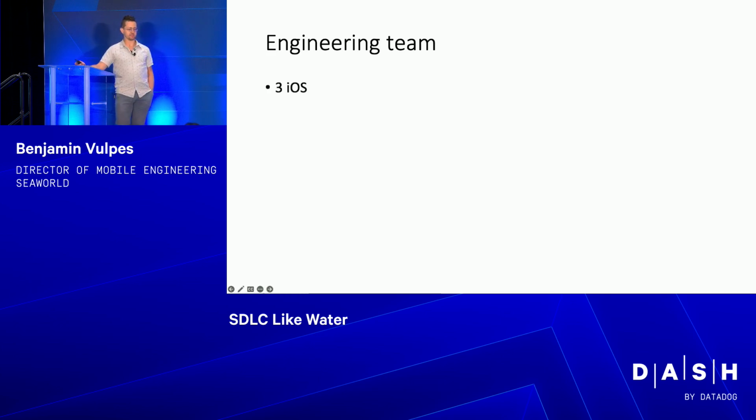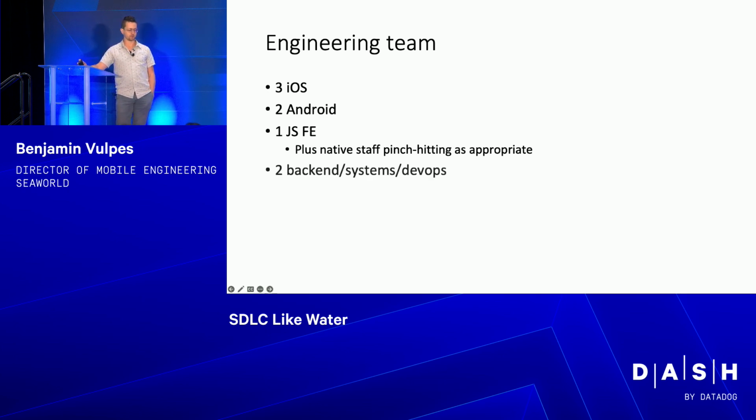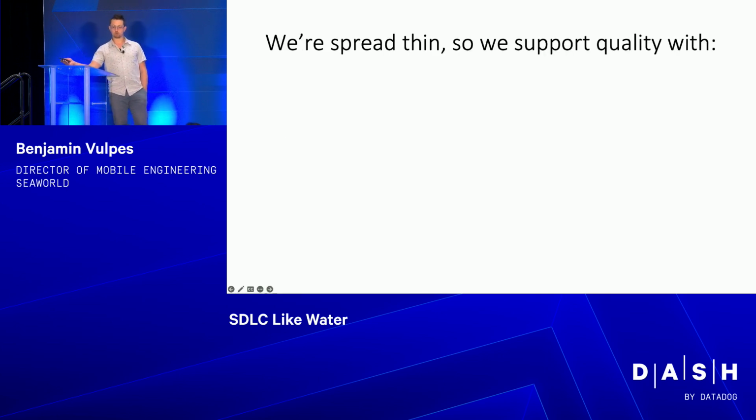Here's how the engineering team is laid out. I've got 3 heads on iOS, 2 on Android, 1 JavaScript front-end engineer, but also the native people pinch hit on that platform as appropriate, 2 backend/systems/DevOps people, and 1 QA. I'm not on here because technology leadership doesn't count. We're spread really, really thin, as you can see.